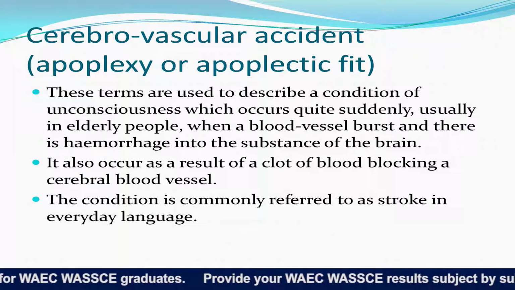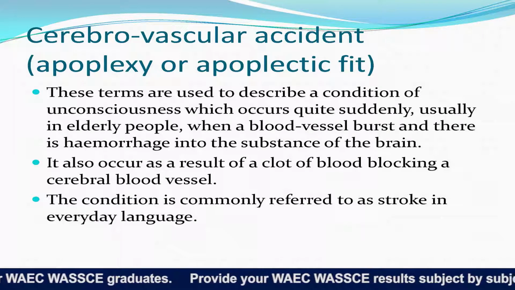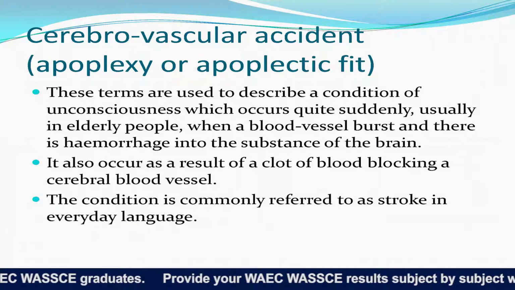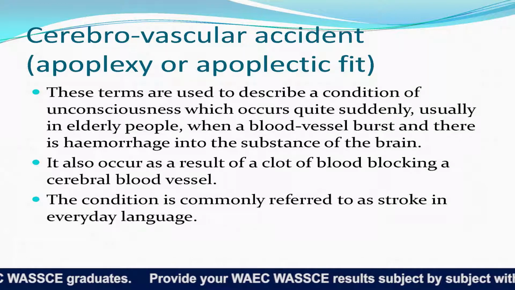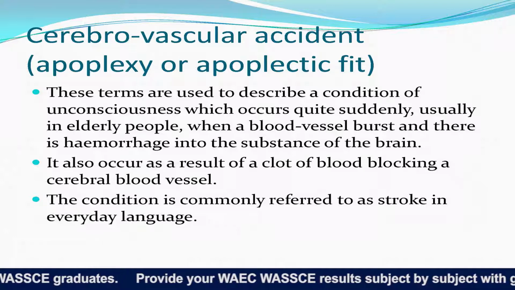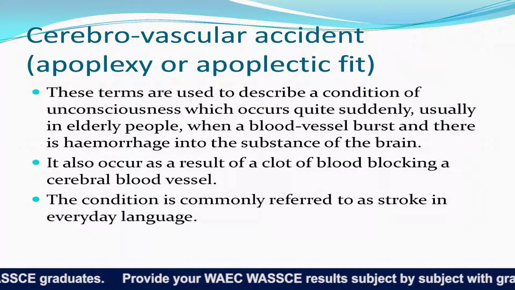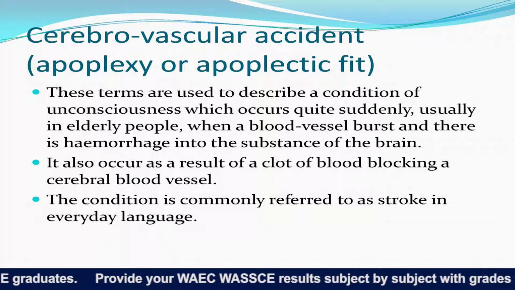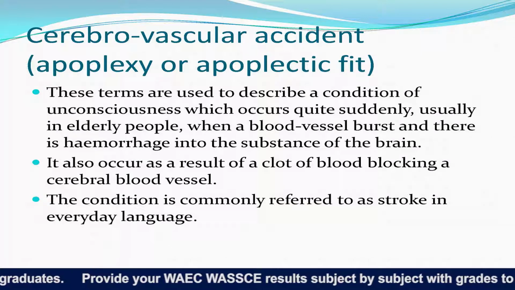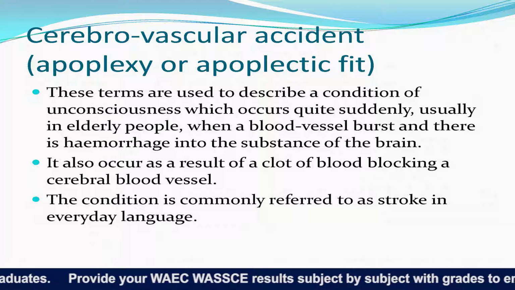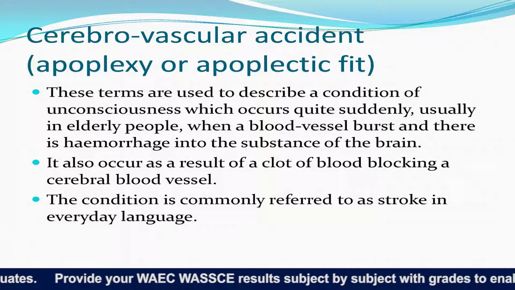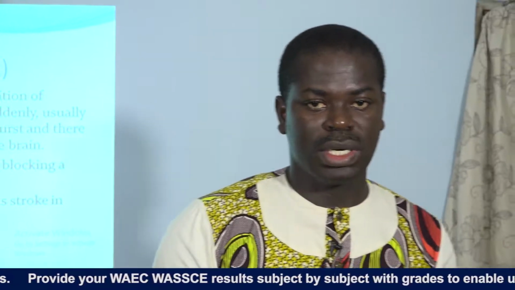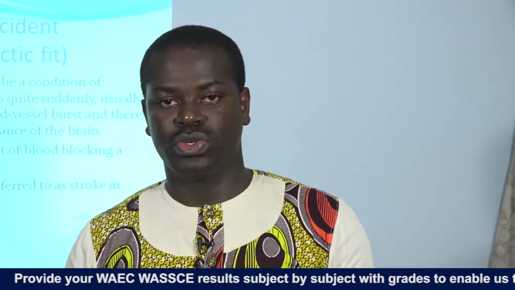Now let's talk about cerebrovascular accident, CVA. These terms are used to describe a condition of unconsciousness which occurs quite suddenly, usually in elderly people. When a blood vessel bursts and there is hemorrhage into the substance of the brain, it results in cerebrovascular accident. So there are two forms of stroke. We have hemorrhagic stroke and we have ischemic stroke.